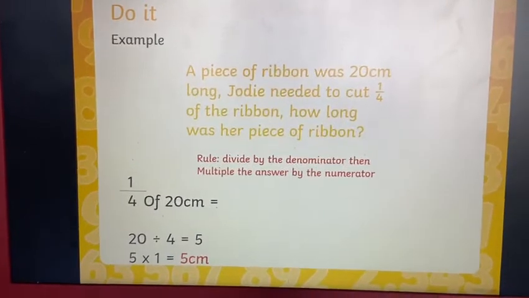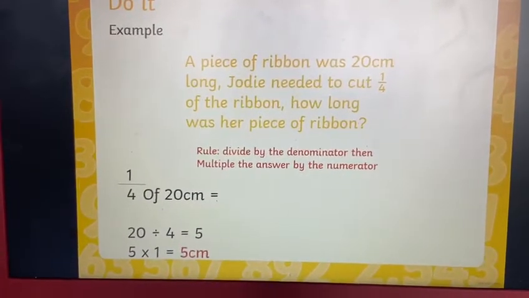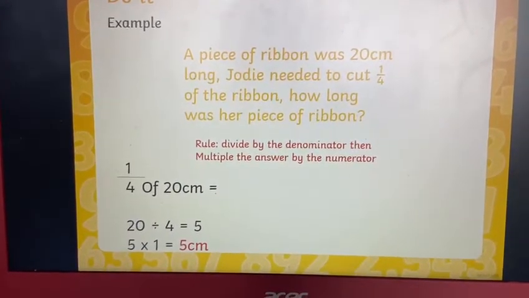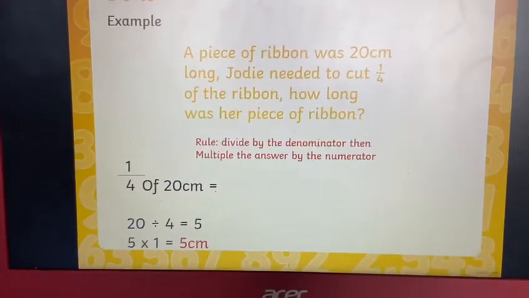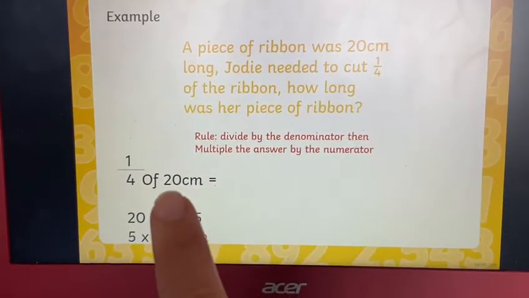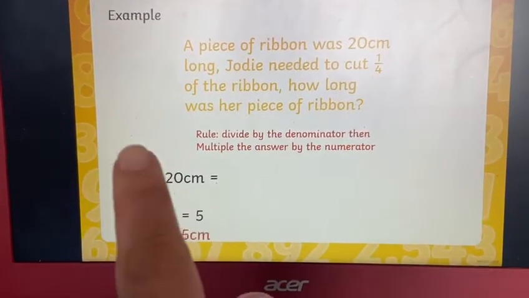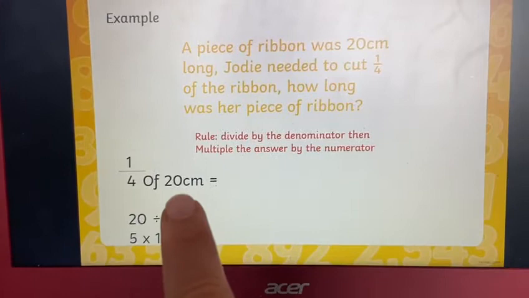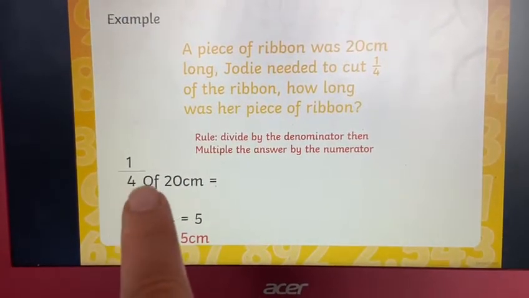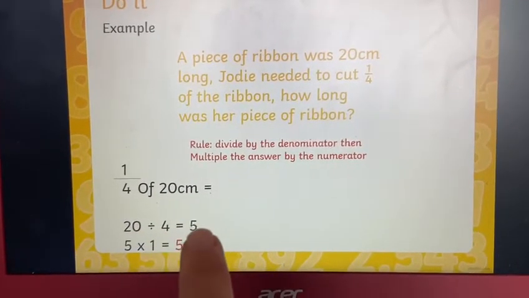So what you need to do, you've got your 20 centimetres and it's asking you, so 1/4 of that ribbon was cut off. So we need to find out how much 1/4 is. So we're finding 1/4 of 20 centimetres. Remember, if we've got our number here, we have to divide by the bottom and then multiply the answer by the top number. So we start off with 20 and we're going to divide it by the denominator. So d for divide, d for denominator. So 20 divided by 4 gives us 5.